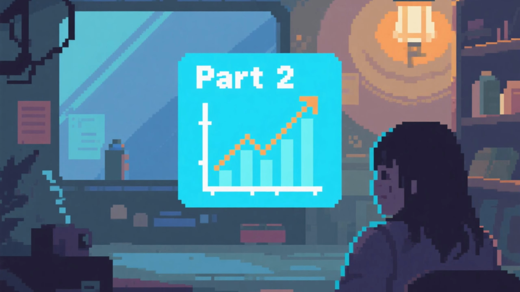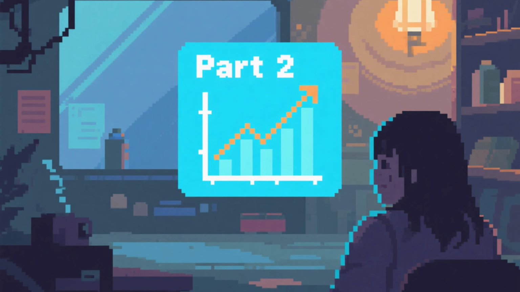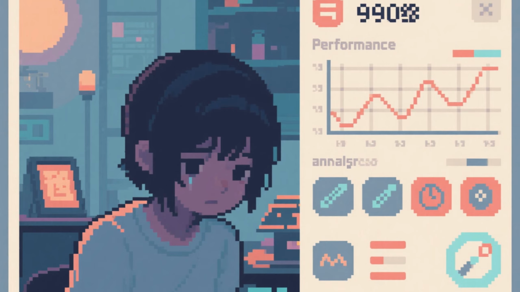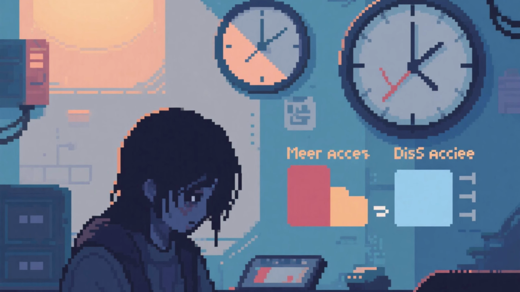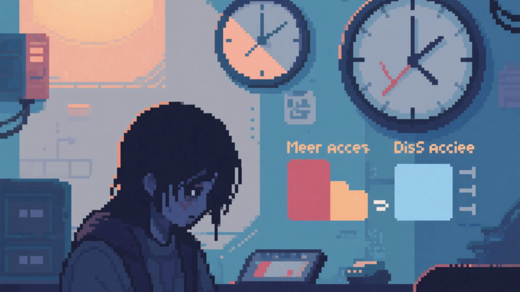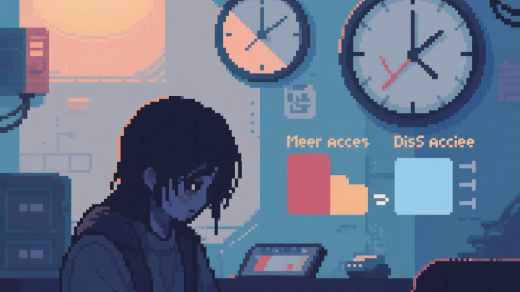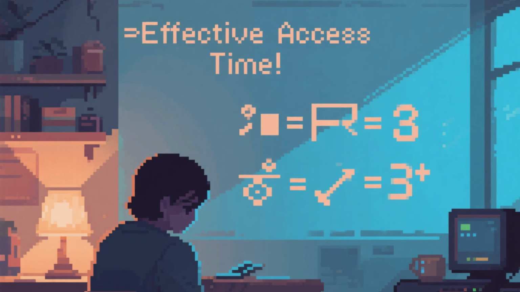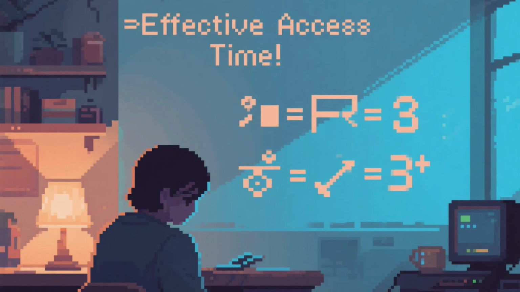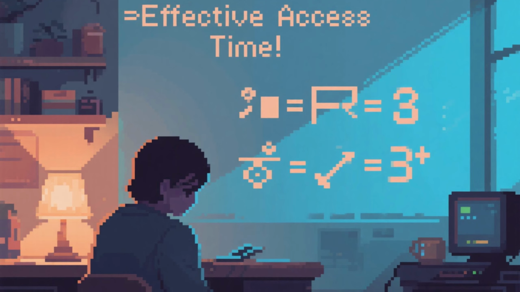Part 2. Performance and optimization. 2.1. Performance analysis. A page fault is expensive. Memory access takes nanoseconds. Disk access takes milliseconds, and so is thousands of times slower. Effective access time, EAT, equals (1 - p) times memory access time plus p times page fault service time.